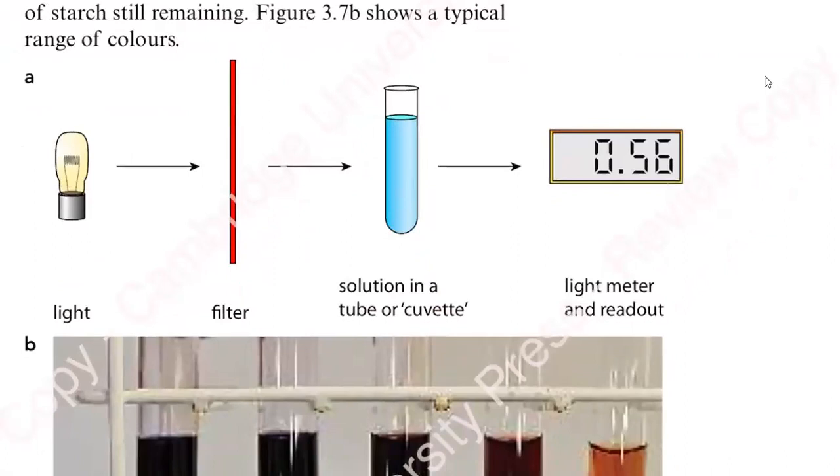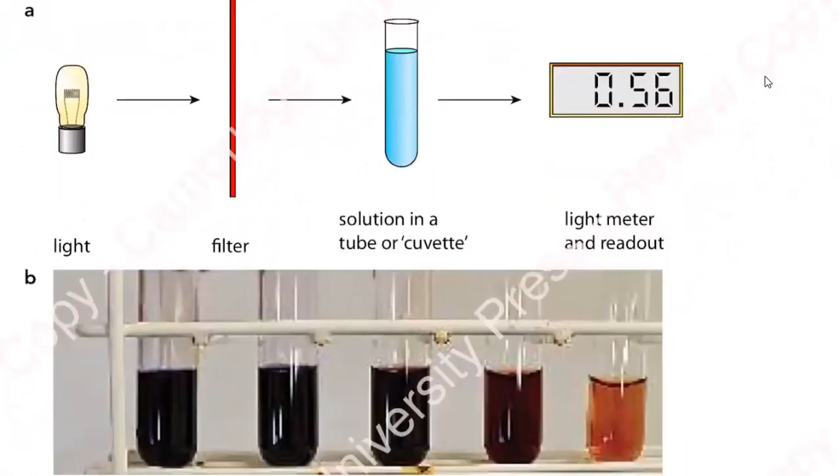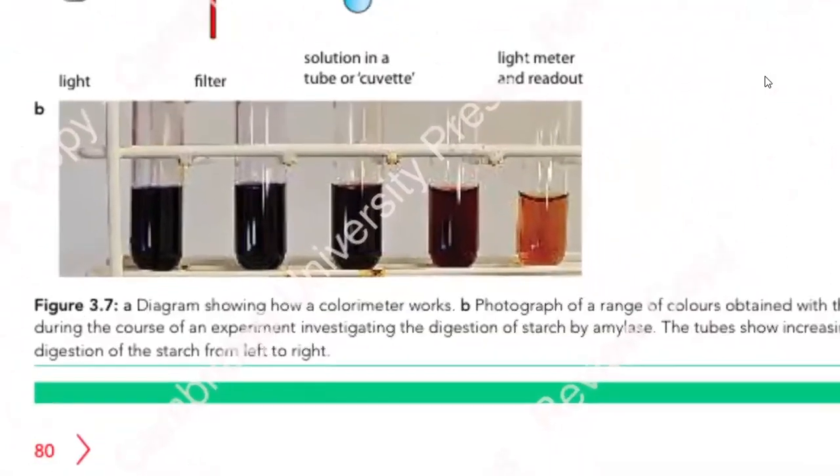See, it's showing you a light. Then the light is made to pass through a filter, कोई भी colored filter जैसे red light, and then the solution in a tube or cuvette, and then the light meter, and the readout is 0.56. ठीक है, अब आपको ये दिखाया है इन्होंने starch वाला, ठीक है.